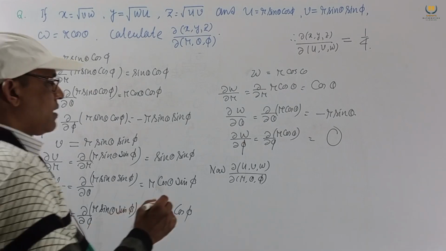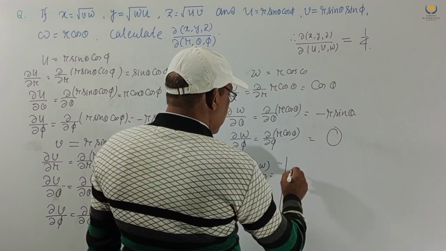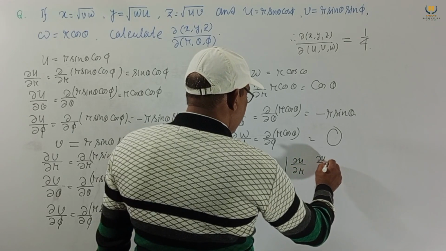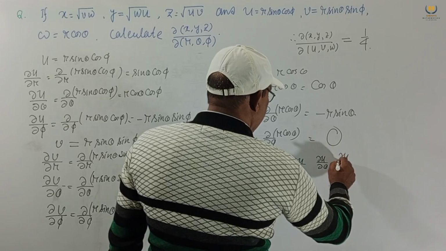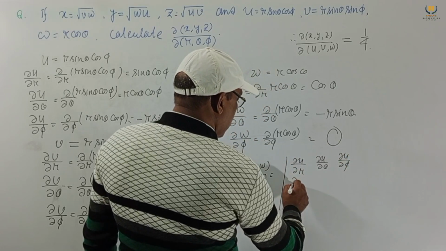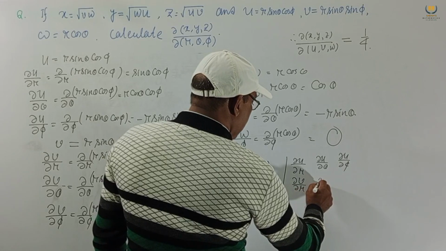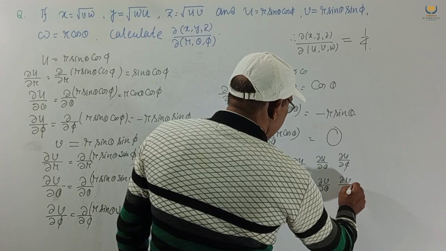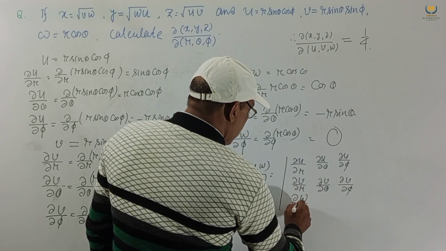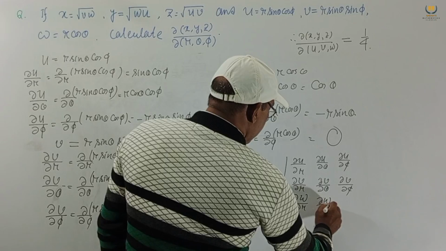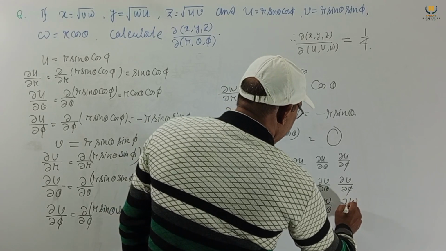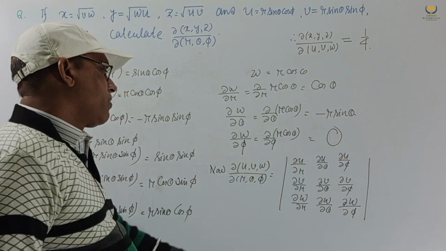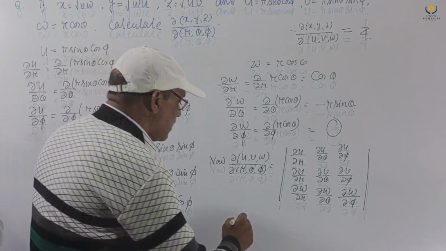So what we get? By definition of Jacobian, this will be the determinant with rows: del u del r, del u del theta, del u del phi; del v del r, del v del theta, del v del phi; del w del r, del w del theta, del w del phi. So this is by definition of Jacobian. We can write this one, putting the respective values.